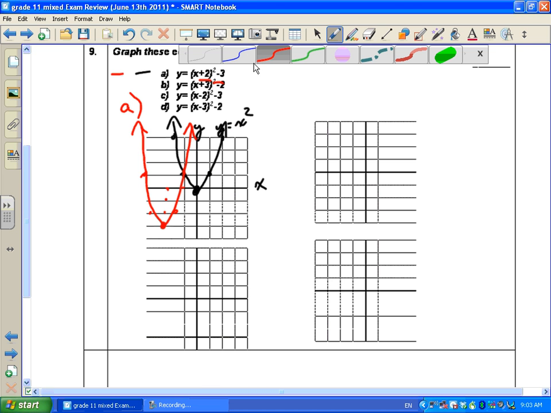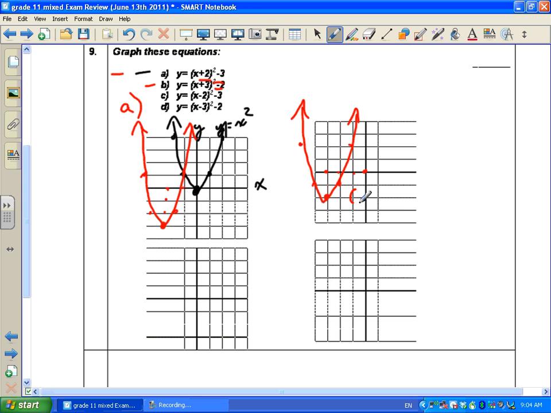On the second question, I'm just going to do it in red, B. Our h is positive 3. So I'm going to go left 1, 2, 3 in the negative direction. We always do the opposite with h. And our k is negative 2. I go down 1, 2. The parabola is very similar to before. The only difference is the vertex is at a different spot. If you notice, the vertex here is at negative 3, negative 2. The vertex over here is at negative 2, negative 3. Our vertexes change between those two.